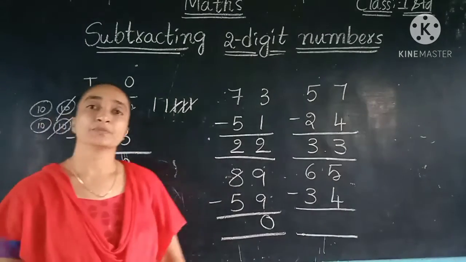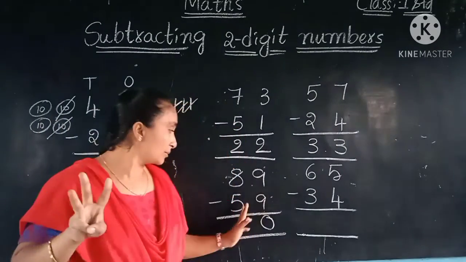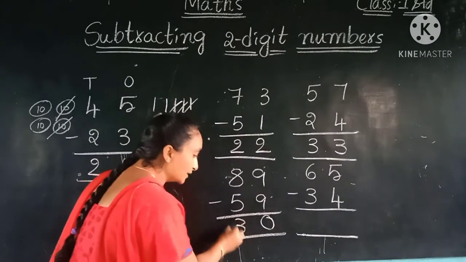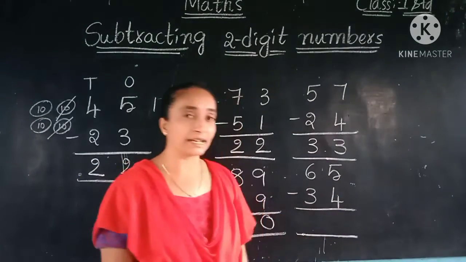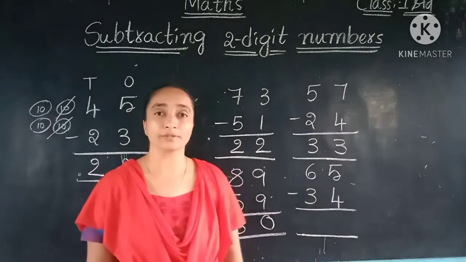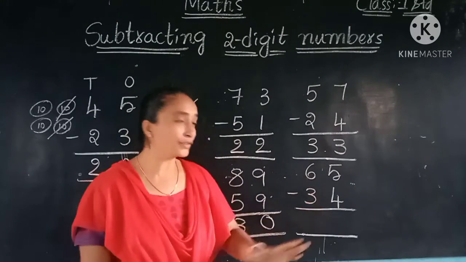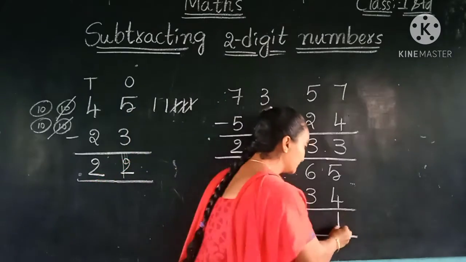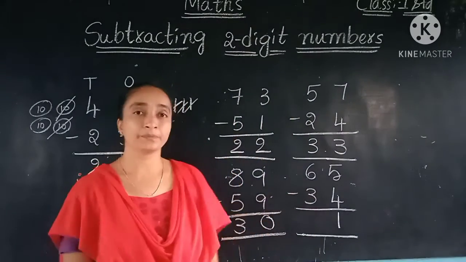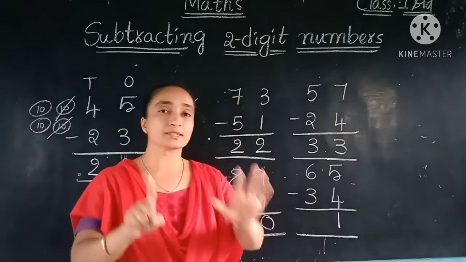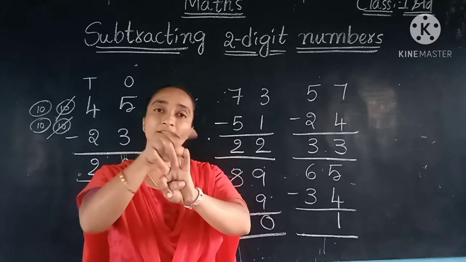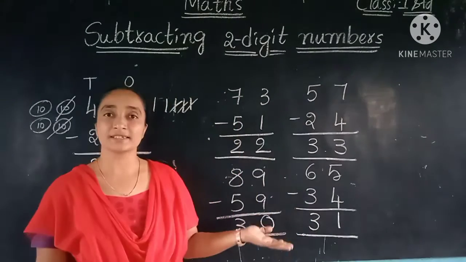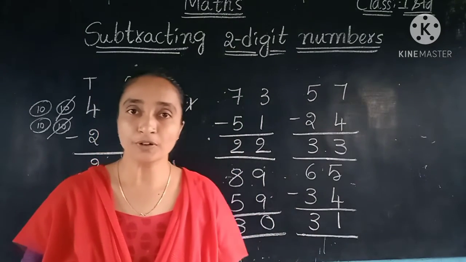Now 8 minus 5. So take 8 fingers. The second number is 5. 5 fingers fold. Remaining 3. So here we can write the 3. Now come to the tens. The last example, children. Here 5. So take 5 fingers. If you fold 4 fingers, all the 4 fingers I am folding, remaining 1. Now here we have the 6. So take 6 fingers, fold 3 fingers. 1, 2, 3. Remaining 3. Yes. So here are the sums. Very simple, children. Hope you understood, all of you.